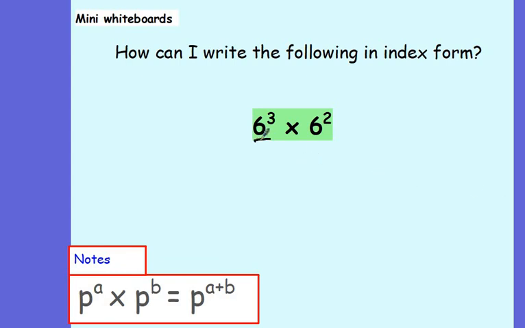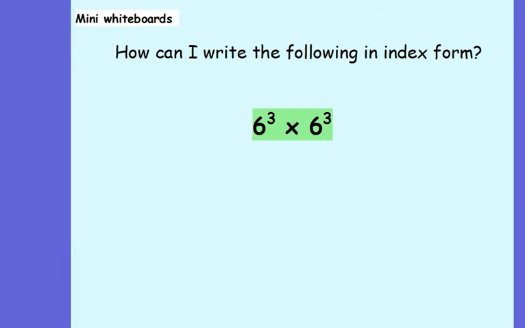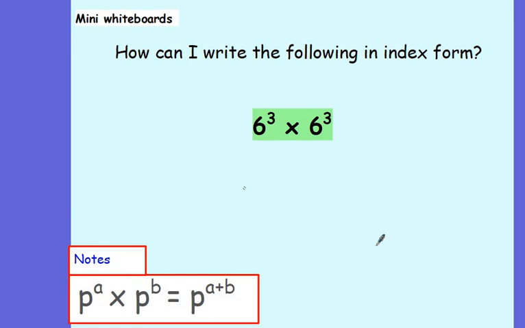Okay, this time my base is the same. So I can write this as 6 to the power 3 plus 2, which gives me 6 to the power 5. How about now? Can I use my law? Yes, I can. My base is the same. They're both 6. So this will give me 6 to the power 3 plus 3, which gives me 6 to the power 6.